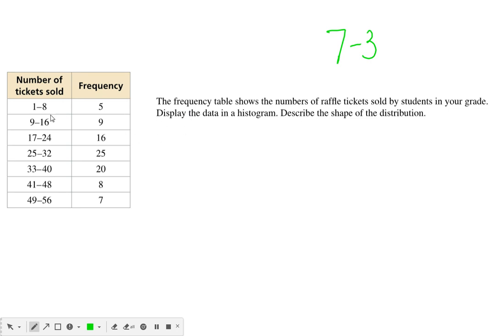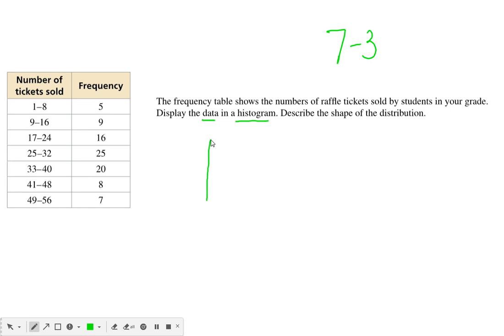A frequency table just marks a certain range and then how many people count for that number of tickets that were actually sold. Frequency is another way of saying the number of people or the count of individuals. And it gives you a range of values. What it wants you to do is display the data in a histogram.